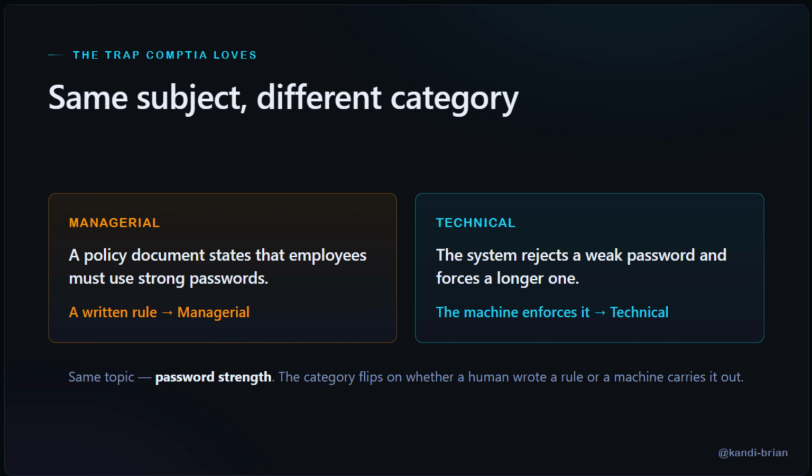Same subject, password strength, but the category flips depending on whether a human wrote a rule or a machine is carrying it out. Train your eye to catch that pivot. Let me walk you through how this looks in a live question.